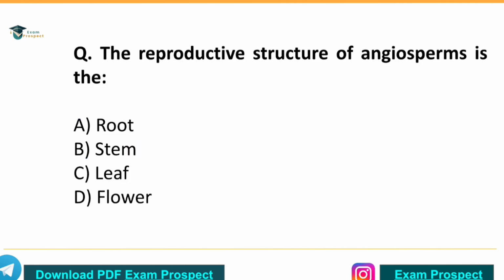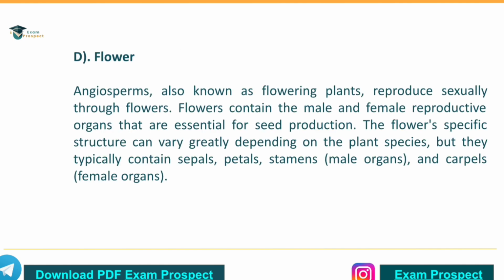Next question, the reproductive structure of angiosperms is the. Correct answer is option D, flower. Here, angiosperms, also known as flowering plants, reproduce sexually through flowers. Flowers contain the male and female reproductive organs that are essential for seed production. The flower's specific structure can vary greatly depending on the plant species, but they typically contain sepals, petals, and stamens, which we call male organs, and carpels, which we call female organs.